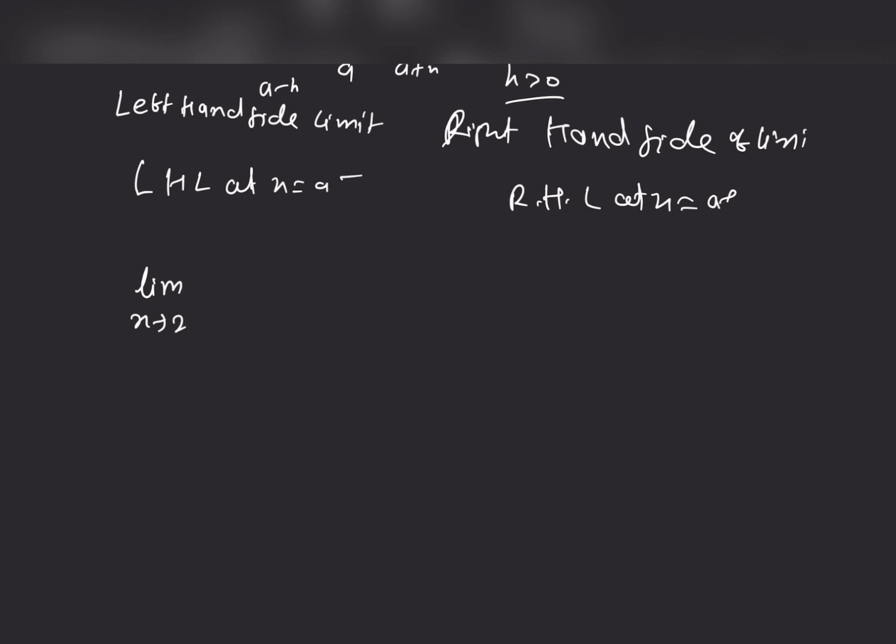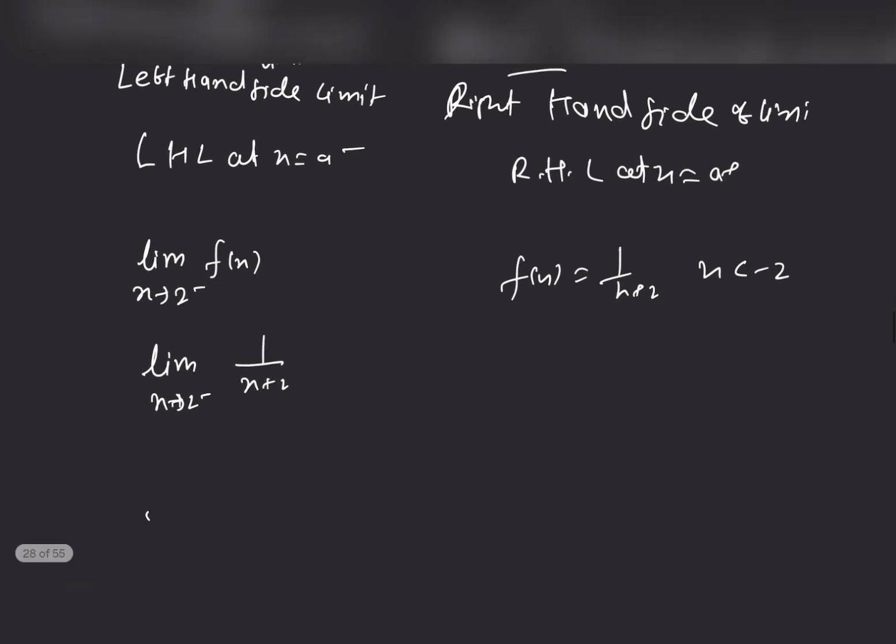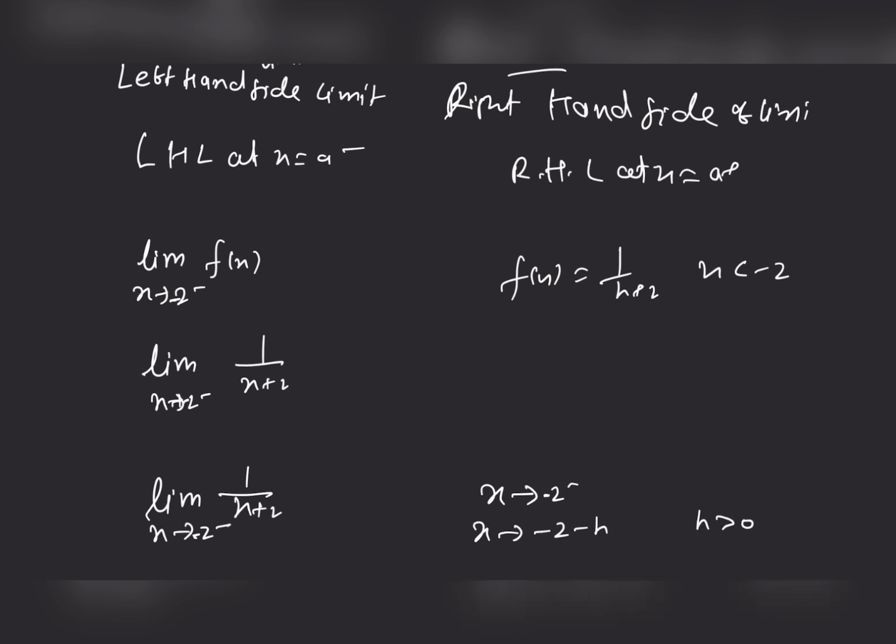Now here I am going to find out the limit as x goes to negative 2 minus of f of x, and we know that f of x equal to 1 over x plus 2 when x is less than negative 2. Now here the limit x goes to negative 2 minus, and here f of x is 1 over x plus 2. Now what does it mean? Everywhere I have to write negative 2 minus, so x goes to negative 2 minus h, we can write h goes to 0.